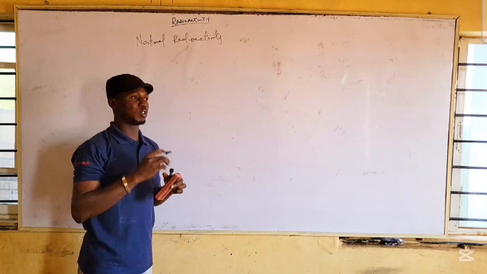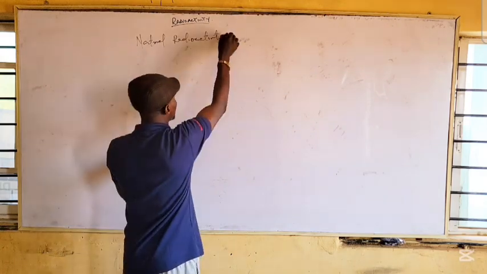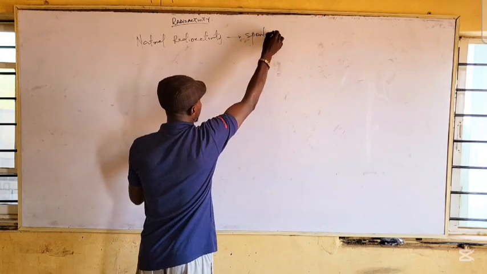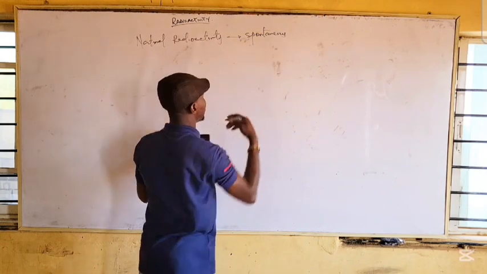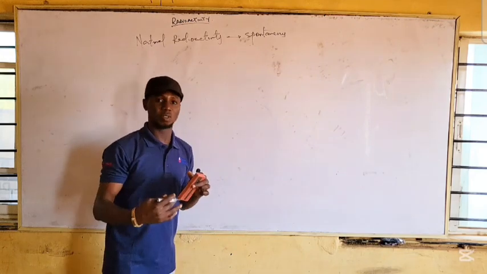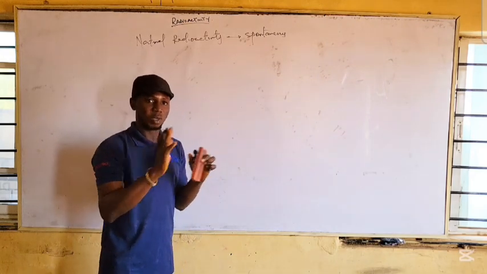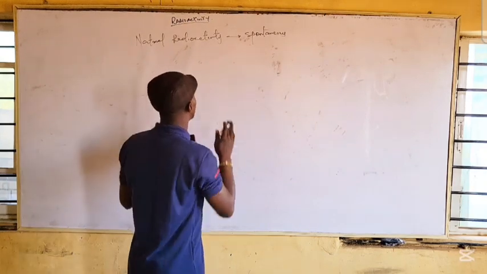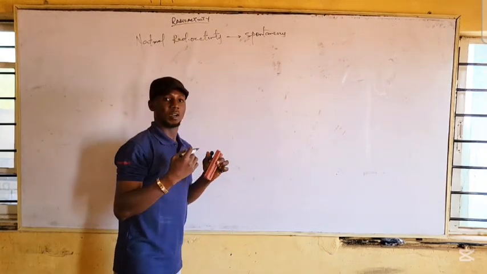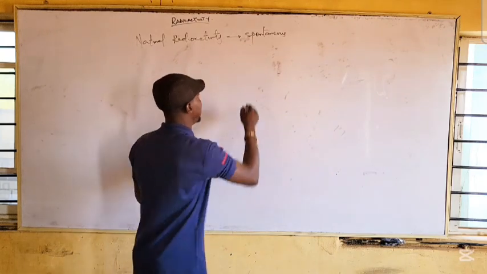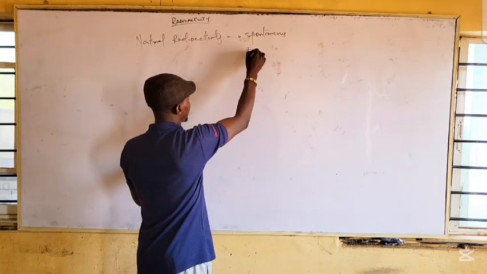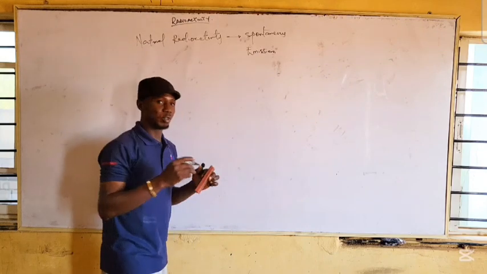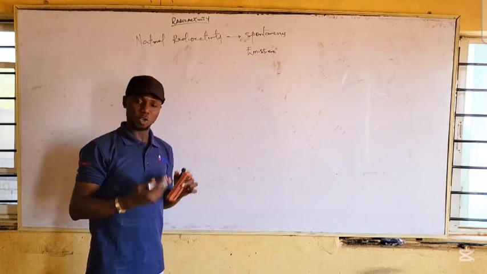One thing that you always use to identify natural radioactivity is what we call spontaneous. When you hear spontaneous, it means that thing is occurring naturally, automatically, without inducing the reaction. Another thing to identify natural radioactivity is emission. It is only in natural radioactivity that we have emission. What do we mean by emission?